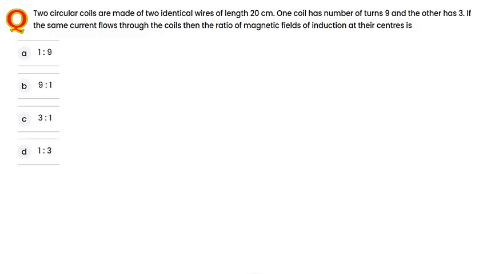One important concept here is the length will be 20 centimeter, and the number of turns is 9 for the first coil and 3 for the second. This is a circular coil with N equal to 9 turns. So L is equal to 2 pi r1 into n, the number of turns.